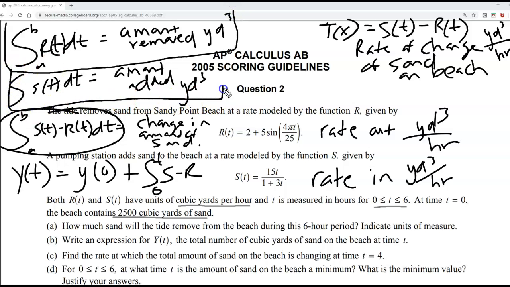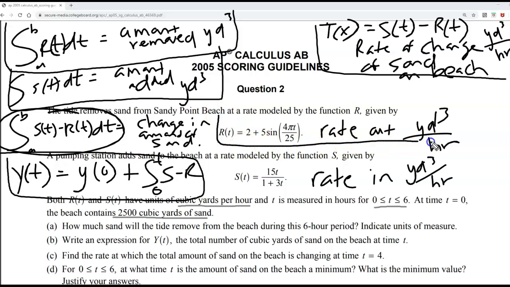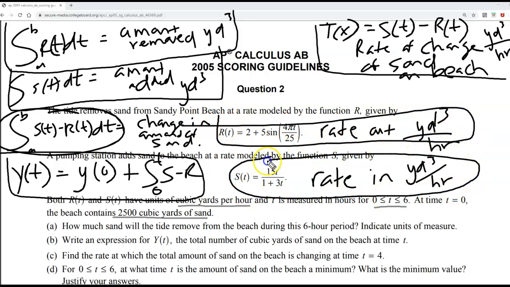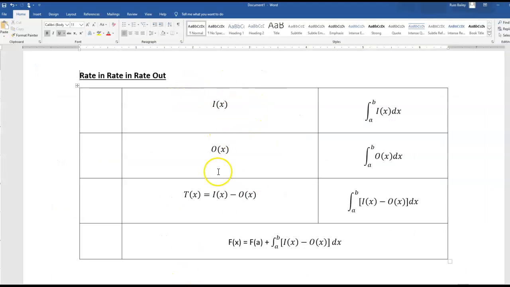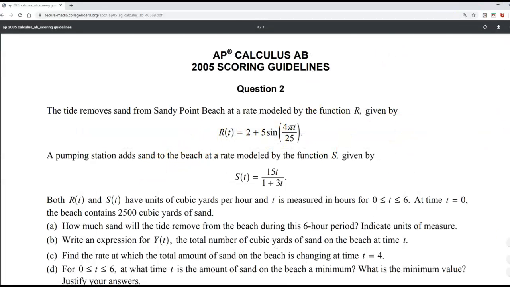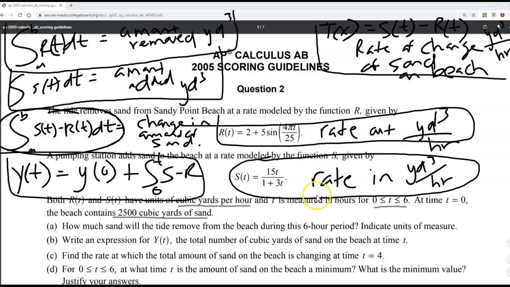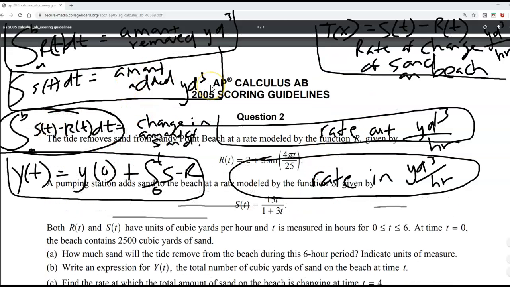So I've got 1, 2, 3, 4, 5, and then 6, and then 7 different equations up here that all represent different things, okay? And once again, I'm just kind of hearkening back to this little worksheet that I gave you guys earlier. Rate in, rate out, the integrals, total, integral of that, and then the accumulation function. So I just basically took this problem and applied all of those to this problem, and interpreted it in each of those contexts.